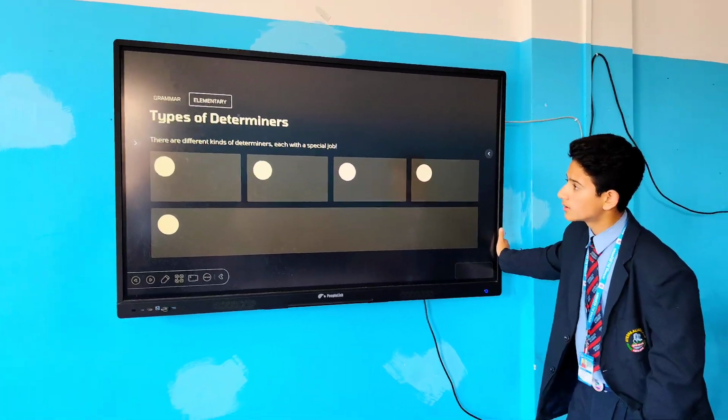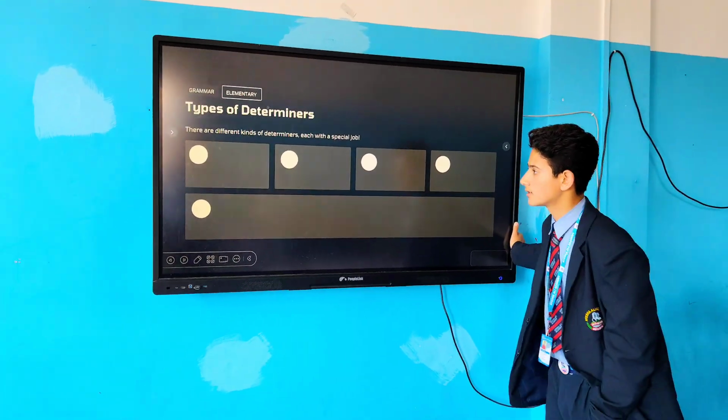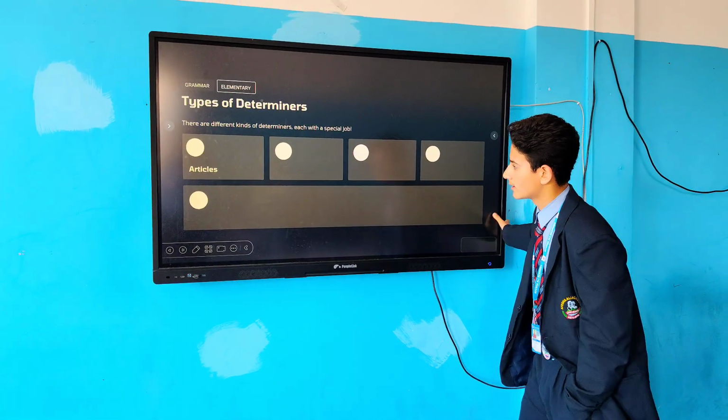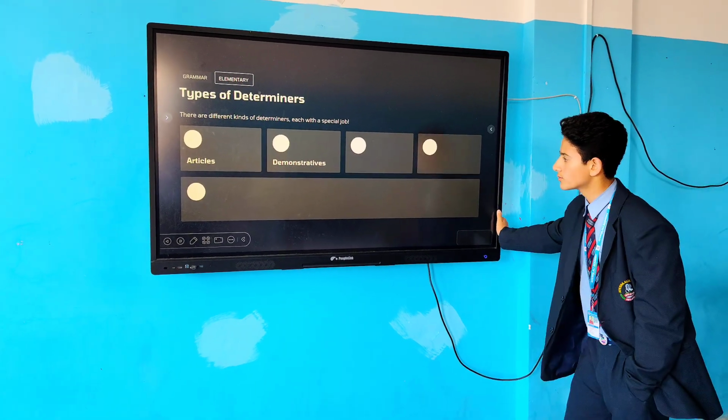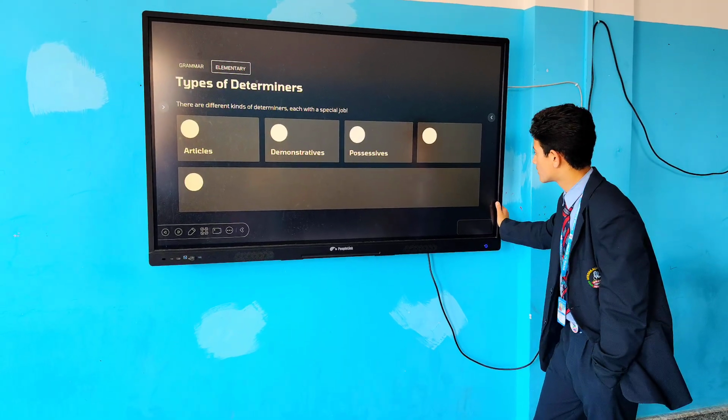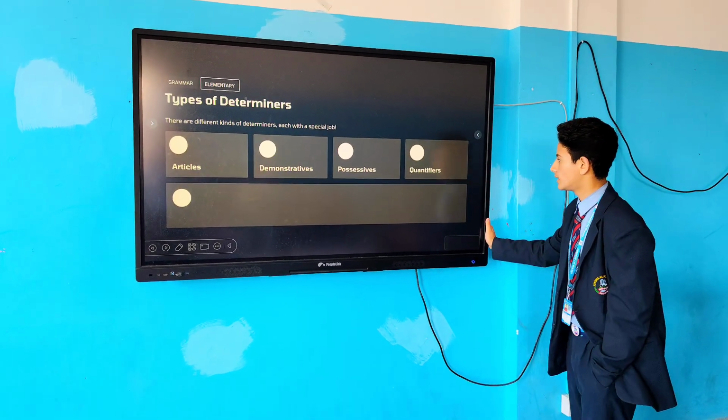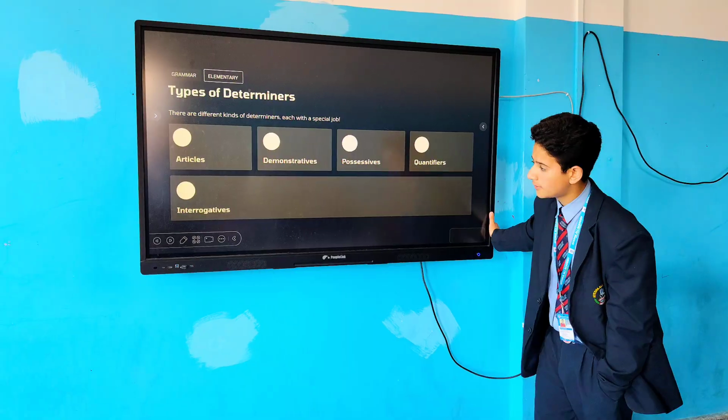Now we can talk about the different types of determiners. First is articles. Second is demonstratives. Third are possessives. Fourth is quantifiers. And fifth are interrogatives.